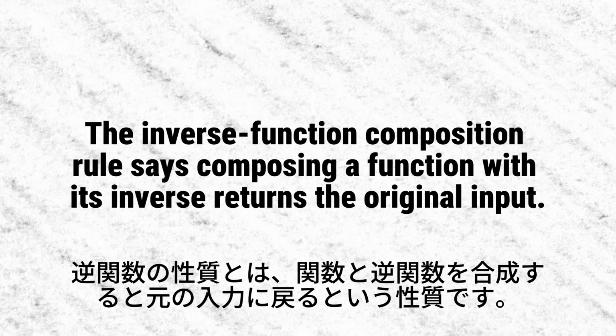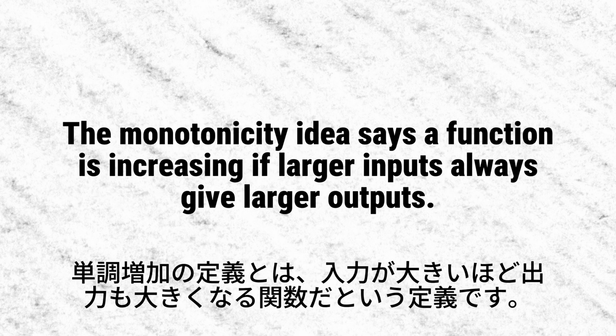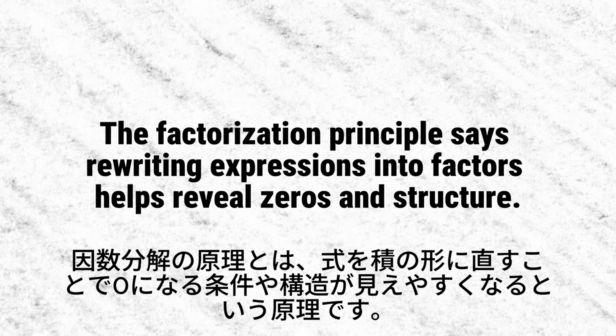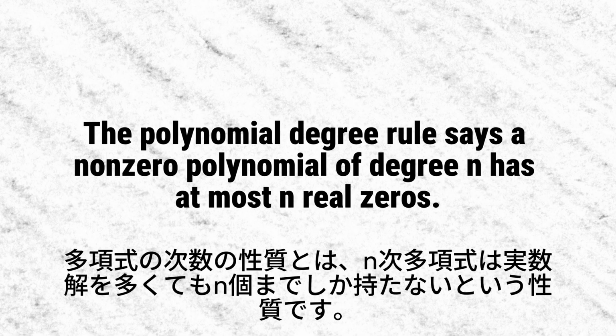The inverse function composition rule says composing a function with its inverse returns the original input. The monotonicity idea says a function is increasing if larger inputs always give larger outputs. The intermediate value theorem says a continuous function takes every value between two outputs. The factorization principle says rewriting expressions into factors helps reveal zeros and structure. The polynomial degree rule says a non-zero polynomial of degree n has at most n real zeros.